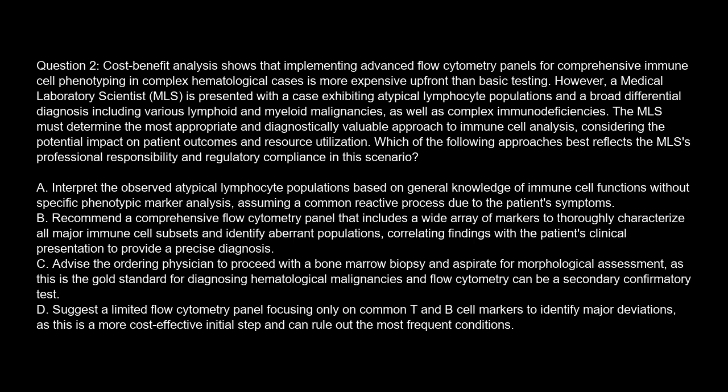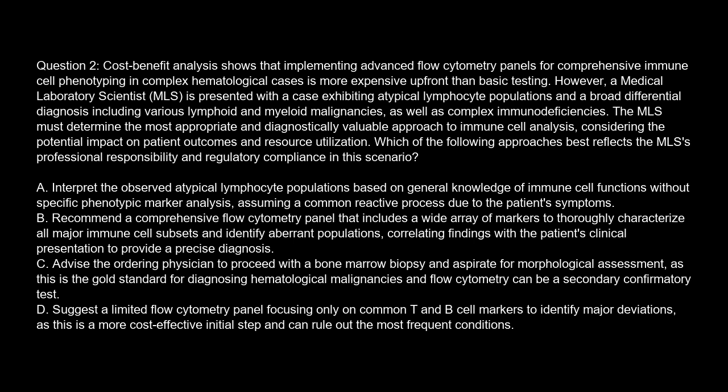Option A. Interpret the observed atypical lymphocyte populations based on general knowledge of immune cell functions without specific phenotypic marker analysis, assuming a common reactive process due to the patient's symptoms. Option B. Recommend a comprehensive flow cytometry panel that includes a wide array of markers to thoroughly characterize all major immune cell subsets and identify aberrant populations, correlating findings with the patient's clinical presentation to provide a precise diagnosis.